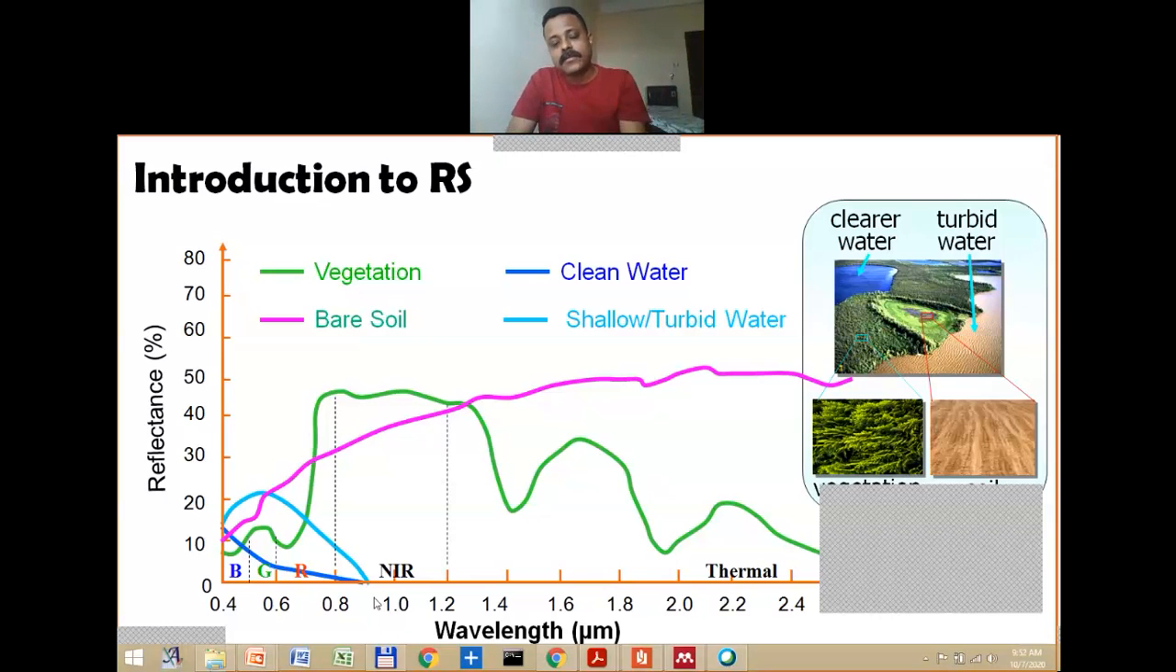So normally what happens when you see clear water, what color do you see? What color do you see of the clear water? Yes. Come on. What color do you see when you are looking at the clear water?